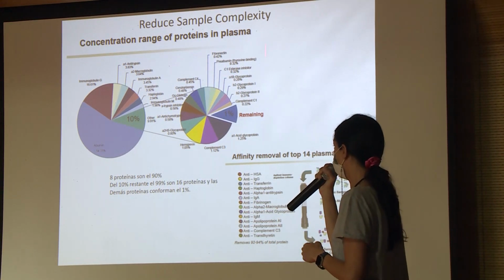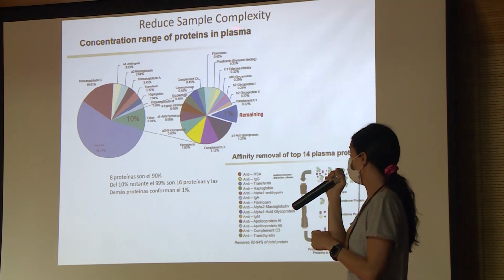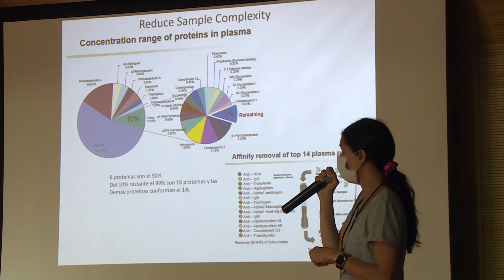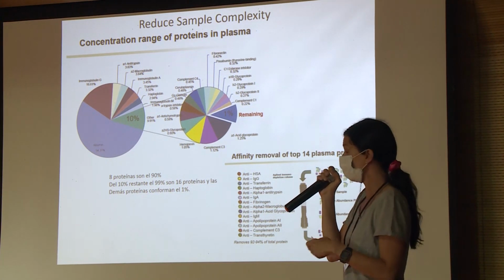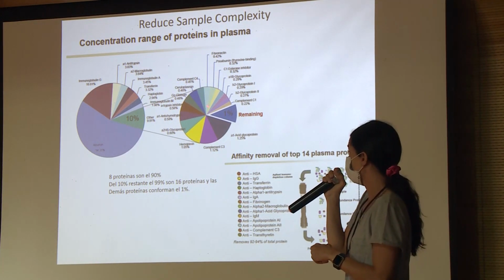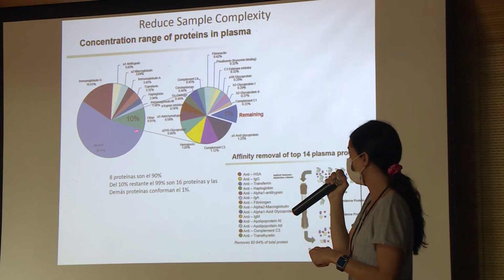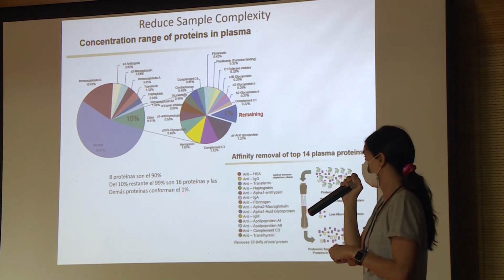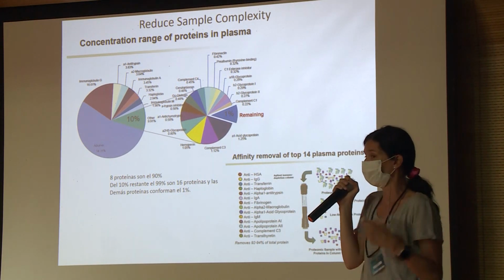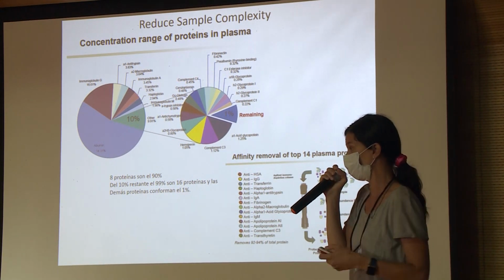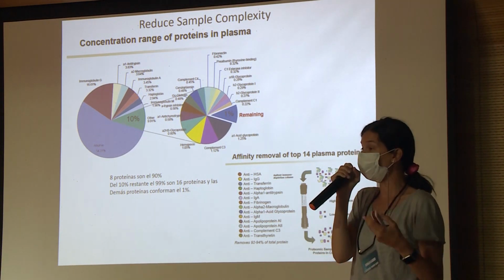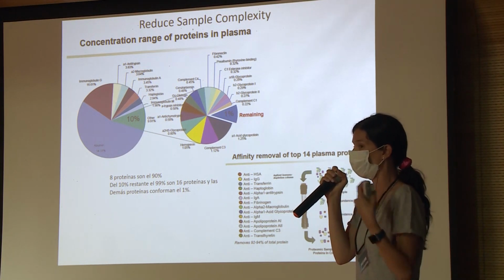Here is a typical example of sample complexity problems. In the case of blood proteins, when we're working with plasma, 8 proteins compose 90% of the abundance of plasma proteins, and then 99% of the remaining 10% is made up of 16 proteins. So the rest of the proteins make up only 1% of that 10%. So if you want to detect anything in plasma that is not these more abundant proteins, you have to do depletion experiments to remove those proteins.